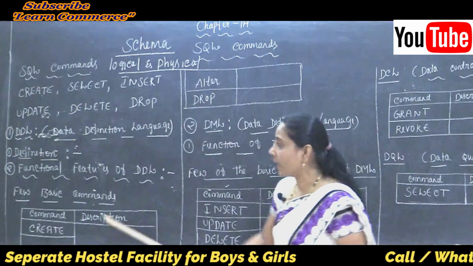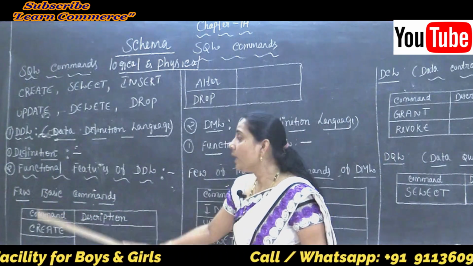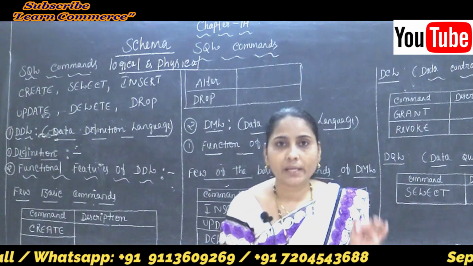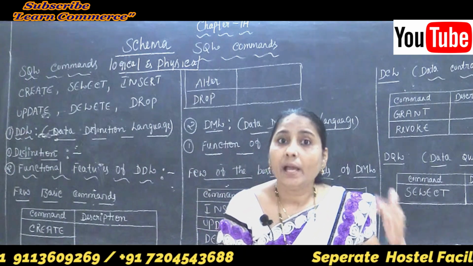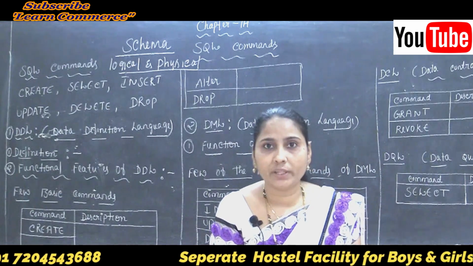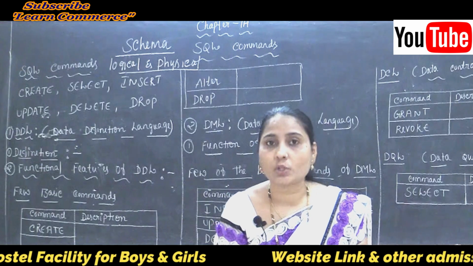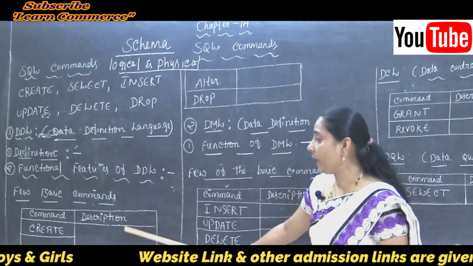So we can say that the first command of the DDL is called the create command. The create command is used for the creation of a table, and after the creation we can view the table and also other objects in the database.